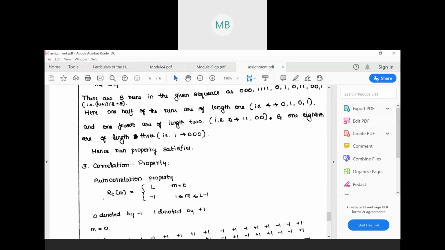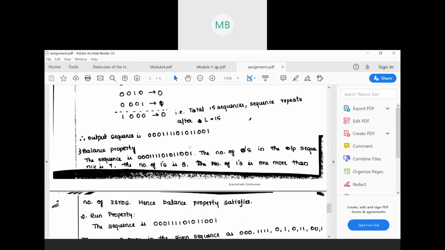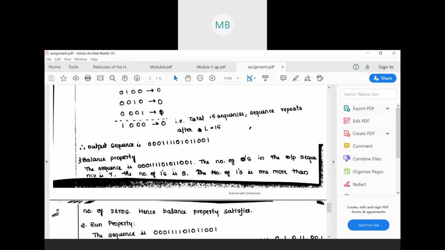Next, here actually in the assignment I had given verification of all 3 properties: balance property, run property, and autocorrelation property. So how to check the balance property? Count the number of ones and the number of zeros. Always the number of ones should be one greater than the number of zeros. So in this case, there are 8 ones and 7 zeros. Therefore, the balance property is satisfied.